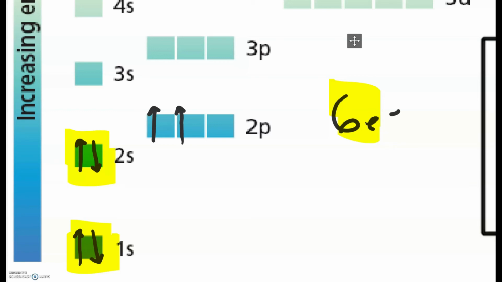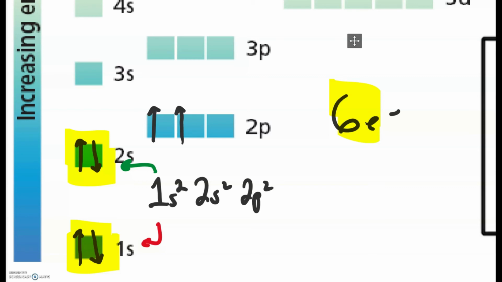And so now we're going to write this as having an electron configuration of 1s2, meaning it has 2 electrons in the 1s, 2s2, meaning it has 2 electrons in the 2s, and 2p2, meaning that it has 2 electrons in the 2p. Let's do one more, and then I think we got the hang of it.